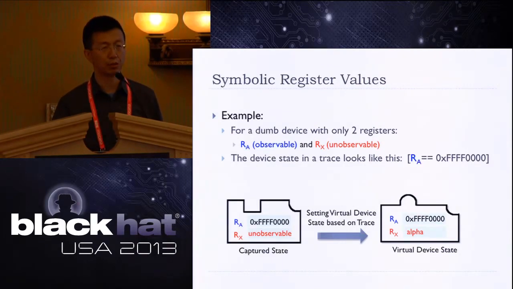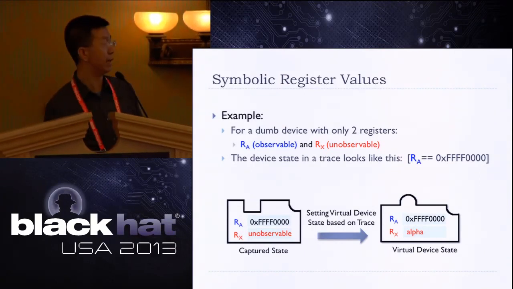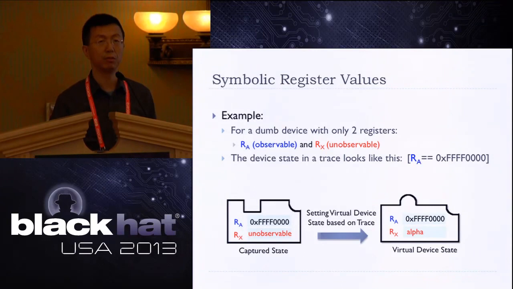So what happened is you still have 2 registers, but one of them is observable. The other one, you cannot read. So from the capture point of view, we know what the register A was, the value in it. But we don't know what register X is, which I show in color red.